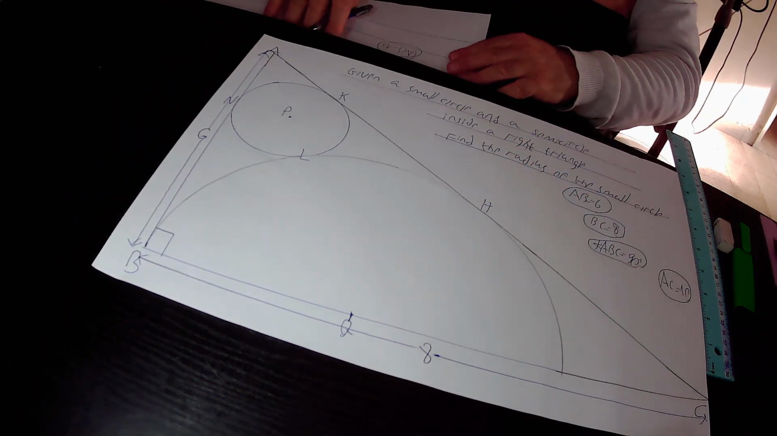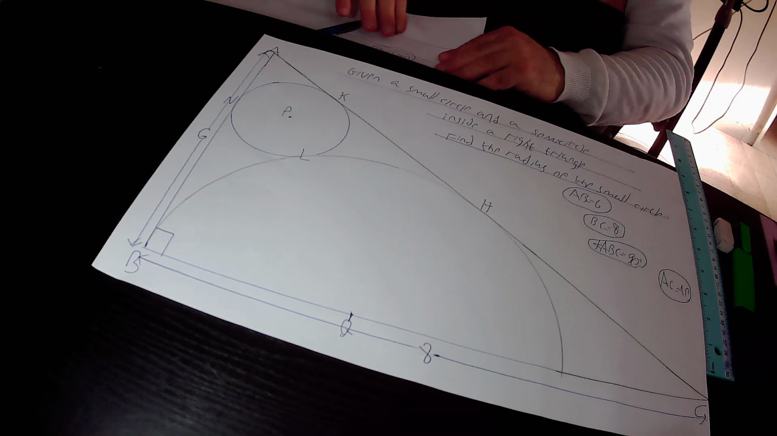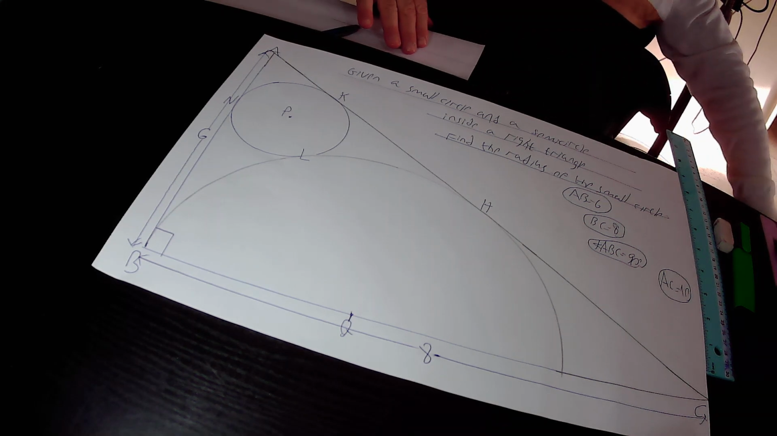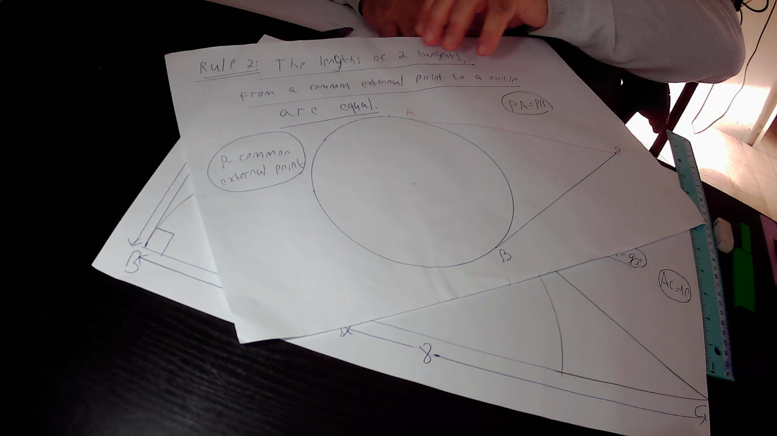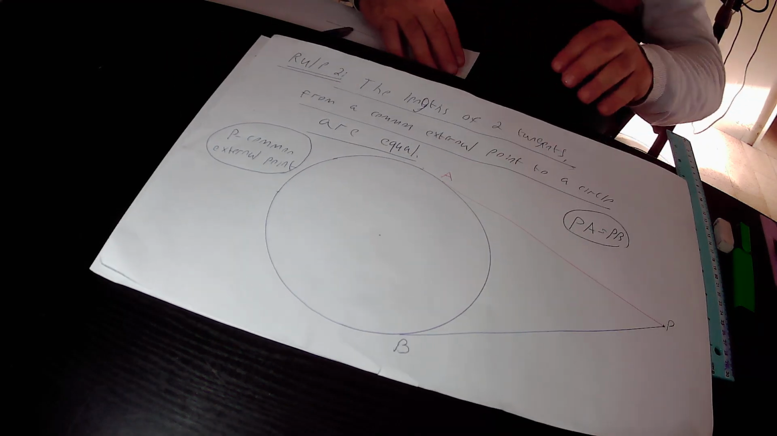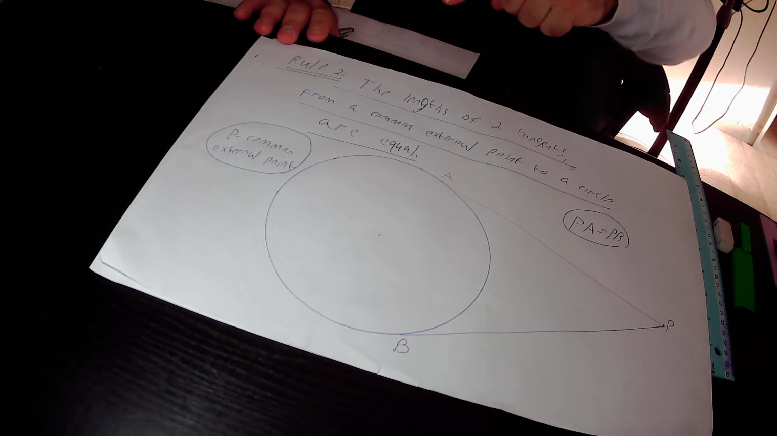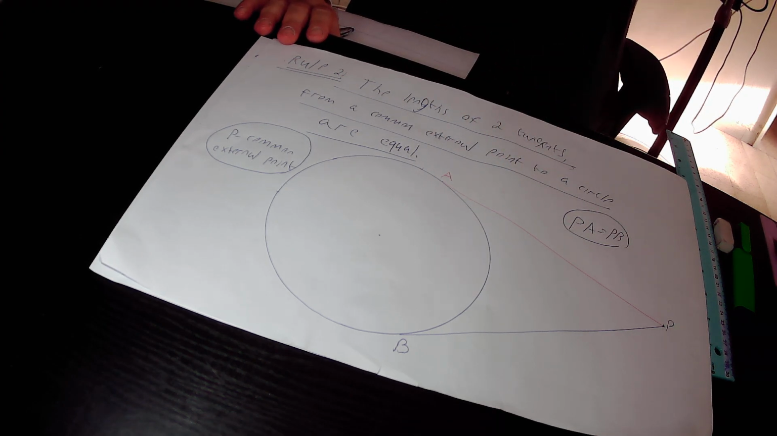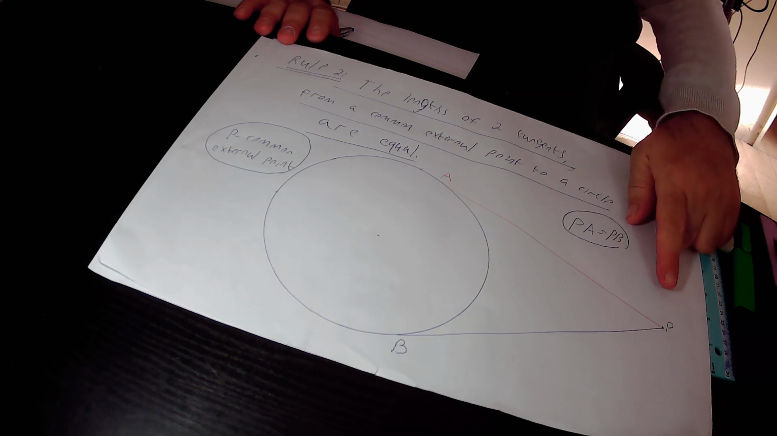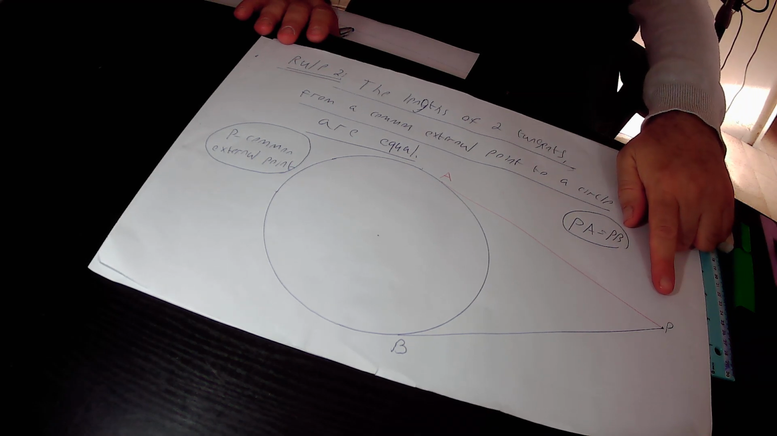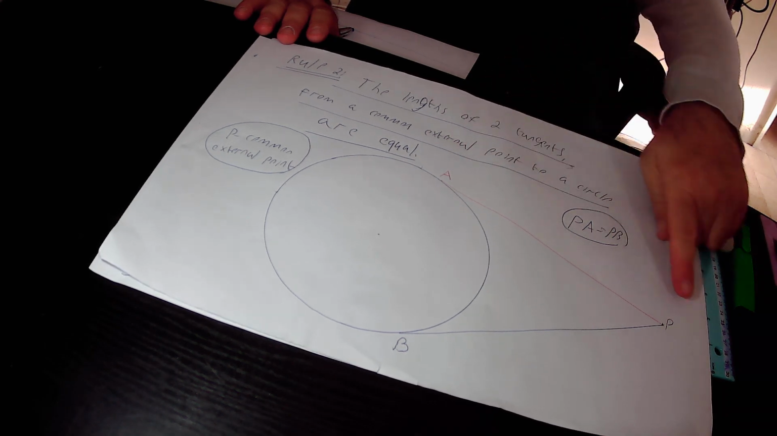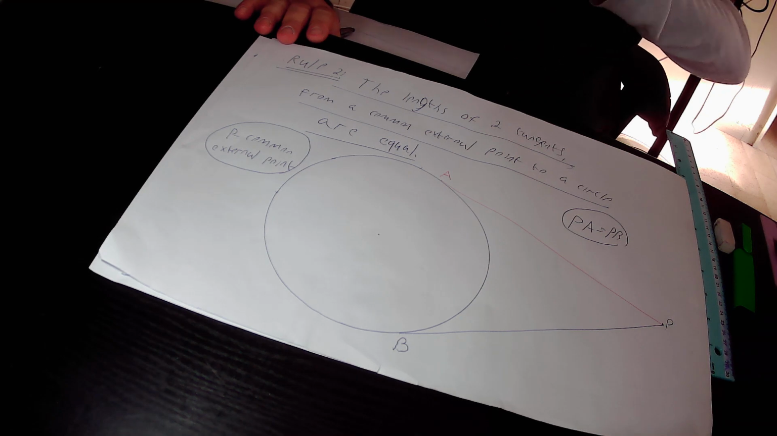Here we can actually implement rule 2. I'll repeat quickly rule 2. According to rule 2, the lengths of two tangents from a common standpoint to a circle are equal. So in the drawing we have a circle, and this is the common standpoint, point P. From this common standpoint, point P, we have two tangents to this circle, tangent PA and tangent PB. And according to this rule 2, they are equal to each other. That is to say, PA equals PB.